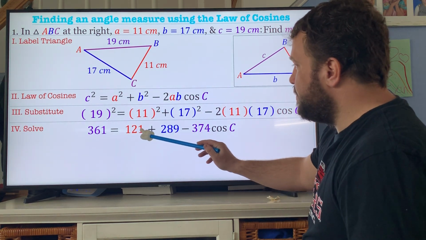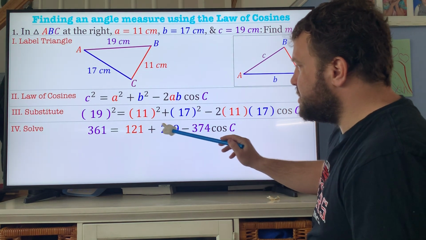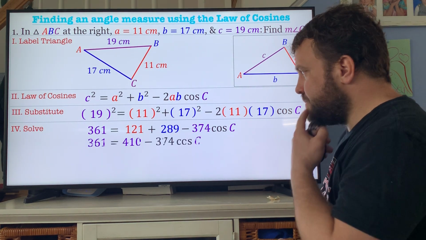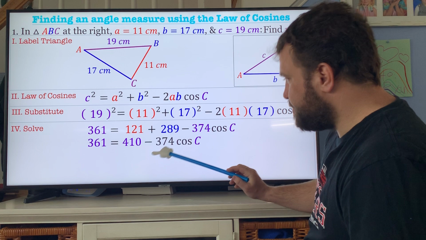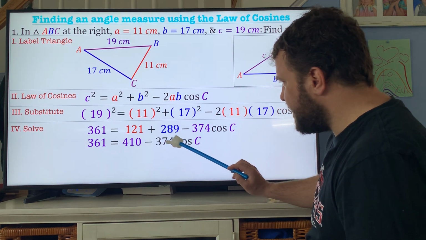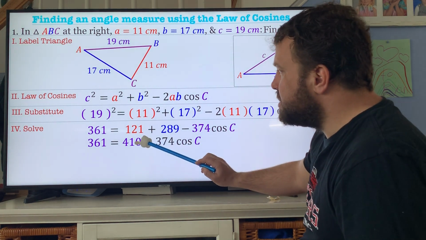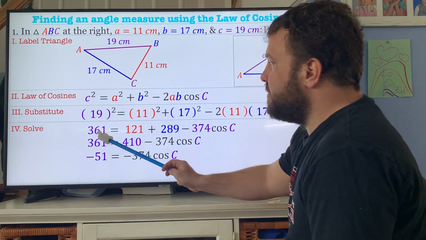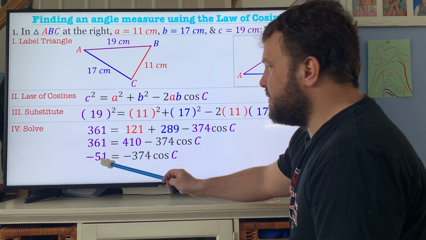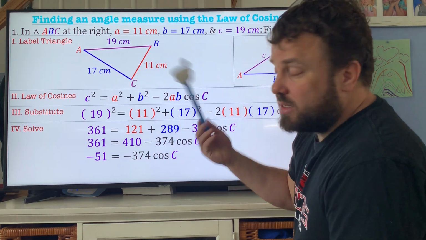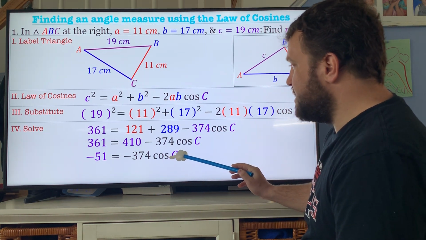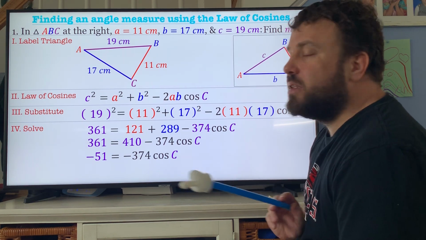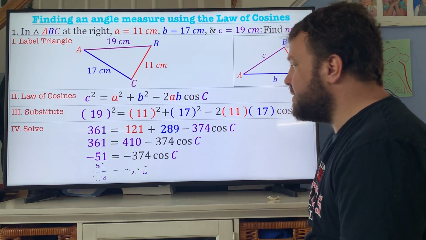So all we have here is some addition. Combine those terms, 410. Now, in order to solve for C, you have to get this by itself, so you have to subtract 410 from both sides, and you get negative 51. 361 minus 410 is negative 51. 410 minus 410 is 0. Now, in order to get cosine C by itself, we take this number and we have to divide both sides by negative 374.